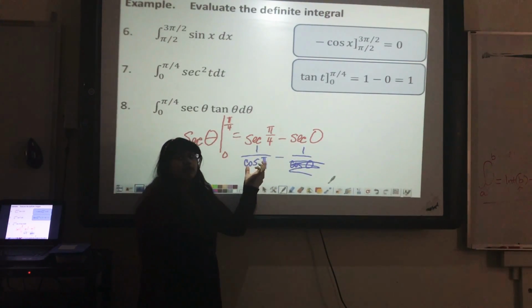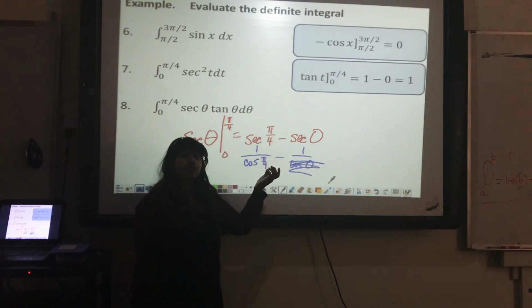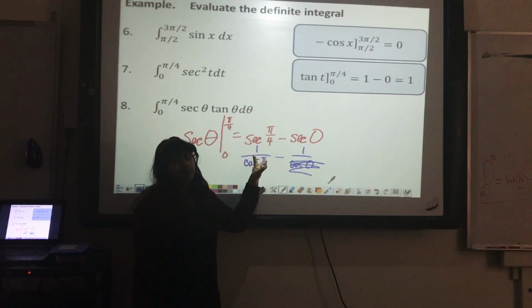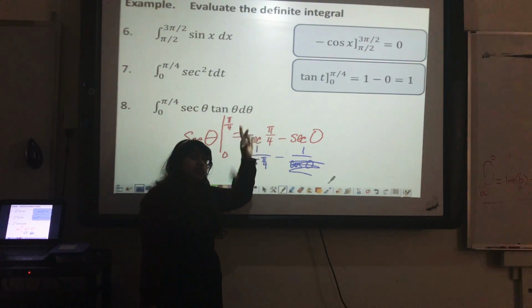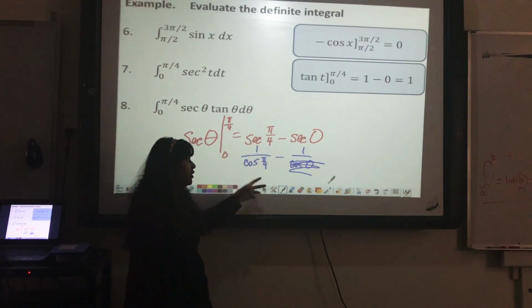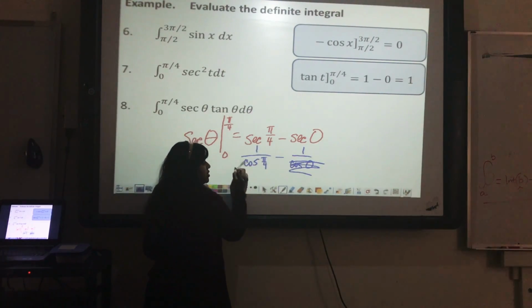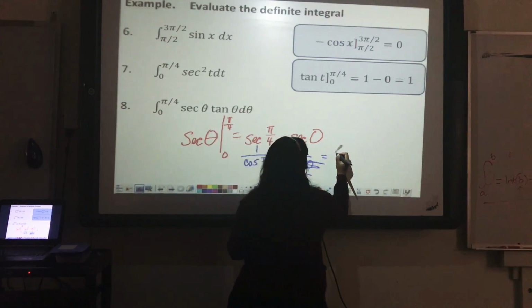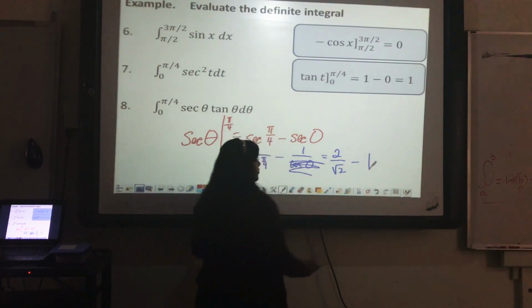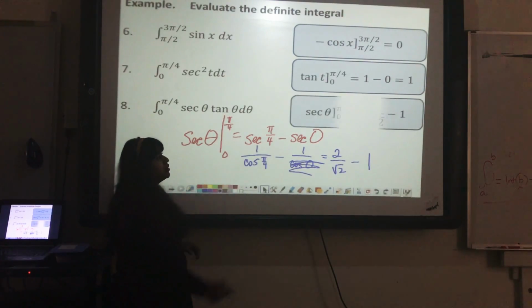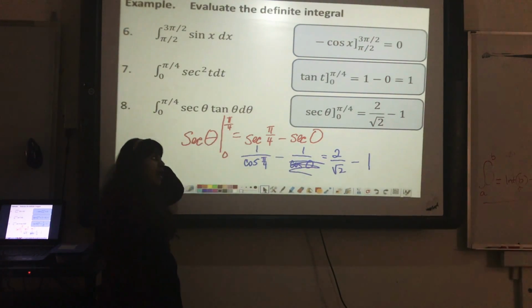And the cosine of pi over 4 is square root of 2 over 2, but we're on the bottom, so I have to flip it. You could have just known the secant value at pi over 4, in your head, as the reciprocal of cosine. However you want to solve it, there are multiple ways. So this becomes 2 over the square root of 2 minus 1. If I want to double check that work, there's that answer. It is the correct answer.